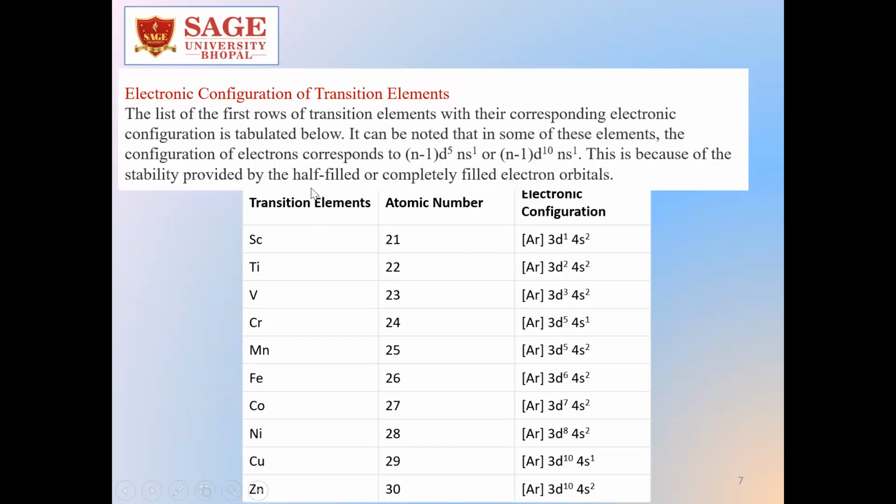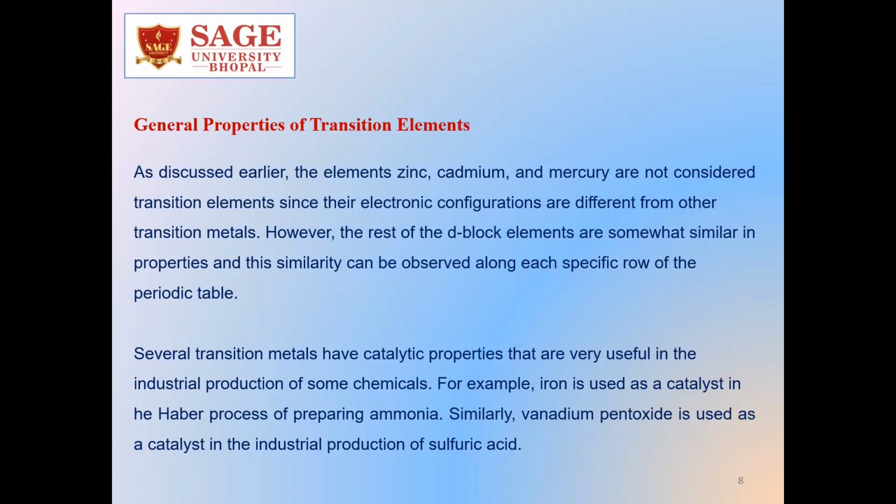Here we can see the list of the first row of transition elements with their corresponding electronic configuration: scandium, titanium, vanadium. In case of chromium, this is 4s2 3d4, but because of the stability provided by half-filled or completely filled orbitals, we write chromium's electronic configuration as 3d5 4s1, and similarly for copper it is 3d10 4s1. In case of zinc it is 3d10 4s2, and for zinc 2+ also it will be 3d10. So zinc is generally not considered as a transition element.